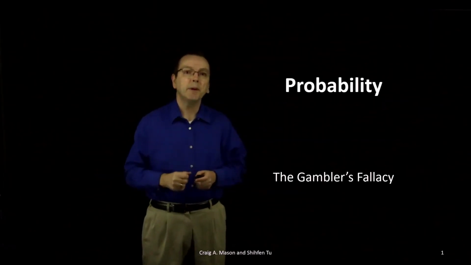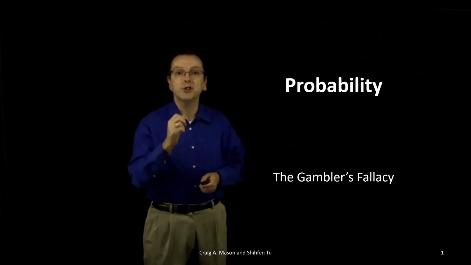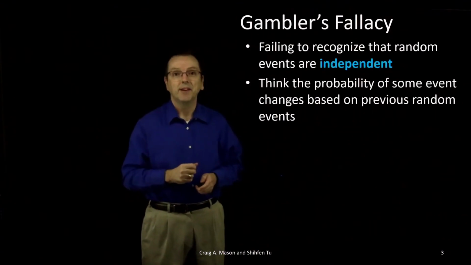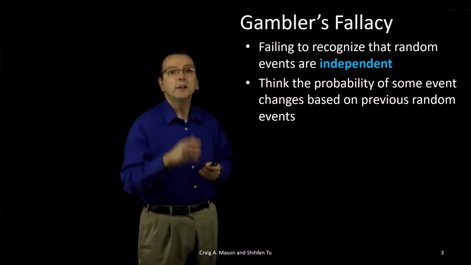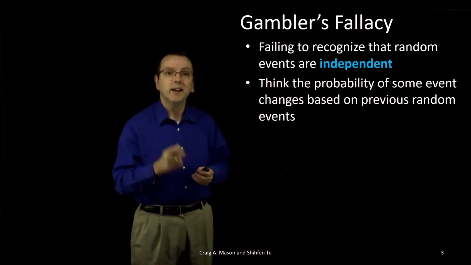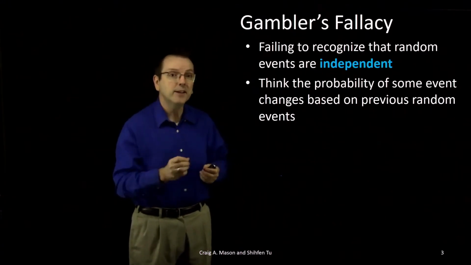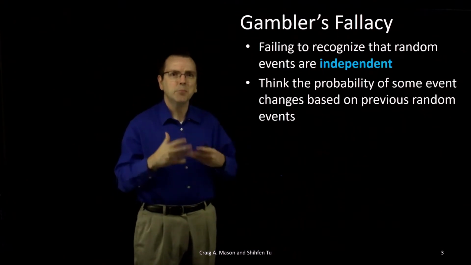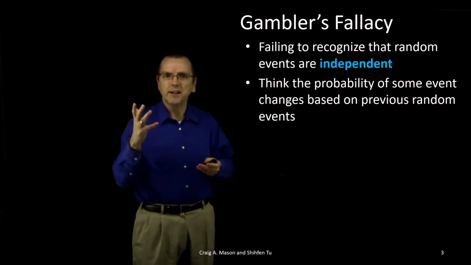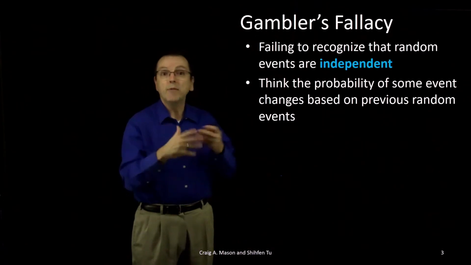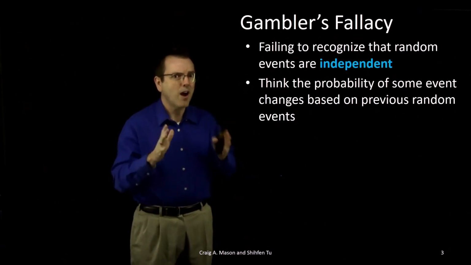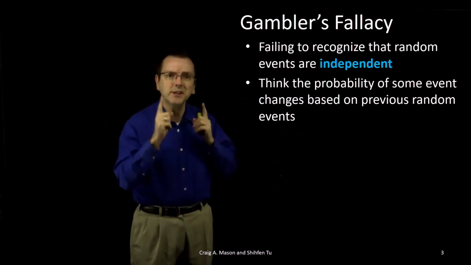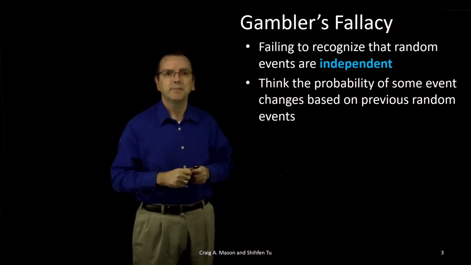No introduction to probability would be complete without a discussion of the gambler's fallacy. The gambler's fallacy, in a nutshell, comes down to someone failing to recognize that some truly random events are independent, and instead they think the probability of one event somehow changes based on whatever happened in previous events. Now, the events are independent, but the person doesn't recognize that.